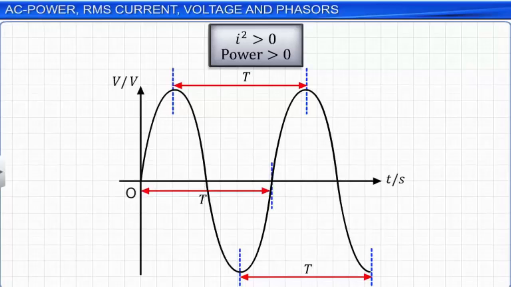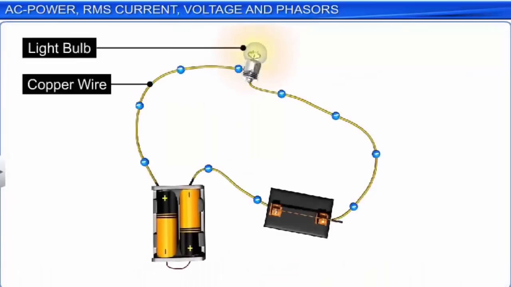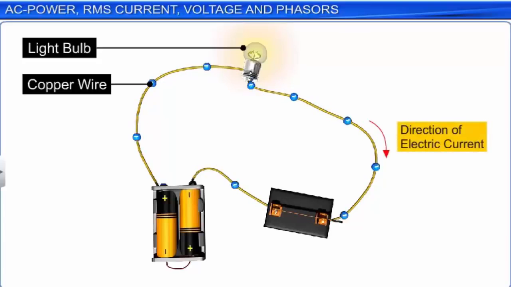As I square always assumes a positive value even when the value of current is negative, the average power is always positive. We know that electric current refers to the flow of electrons in a circuit, and the direction of the current is conventionally taken to be the one opposite to the direction of the flow of electrons.